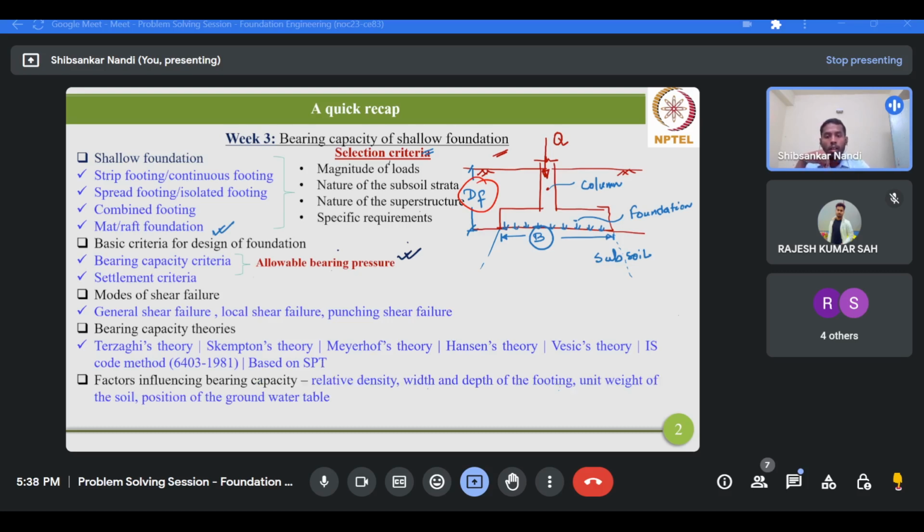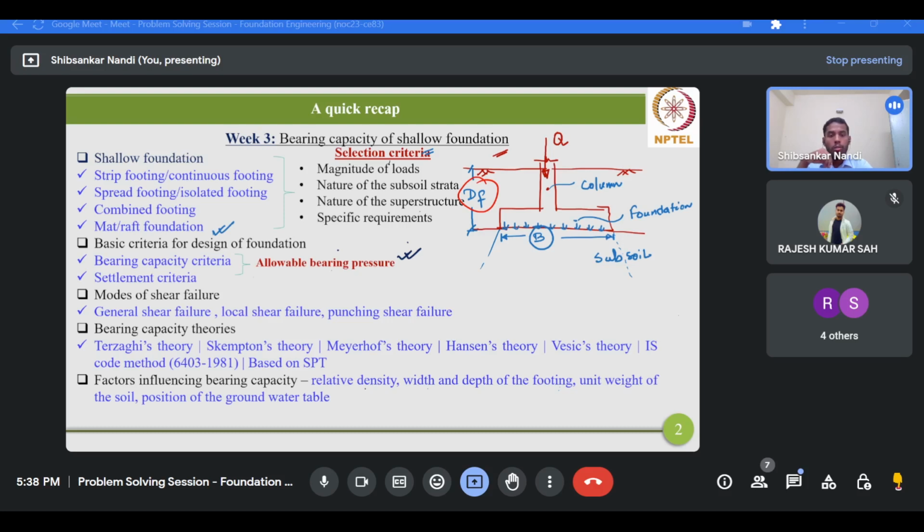And finally, we have learned about a few factors which can influence the bearing capacity, like relative density, width and depth of the footing, unit weight of the soil, and position of the groundwater table. Now, how these factors affect or influence the bearing capacity, please go through that.